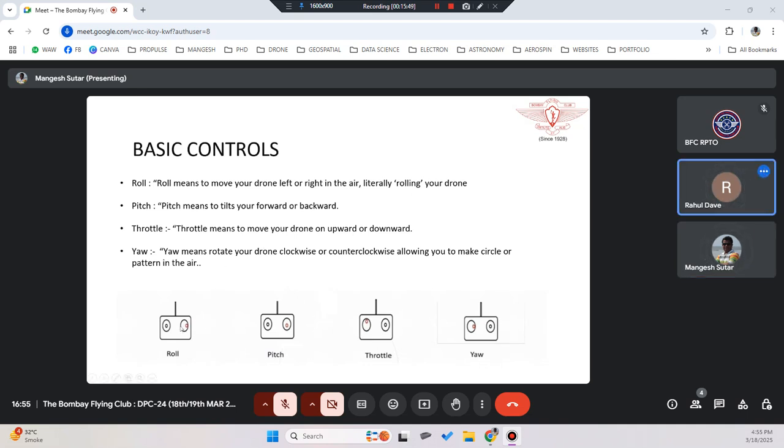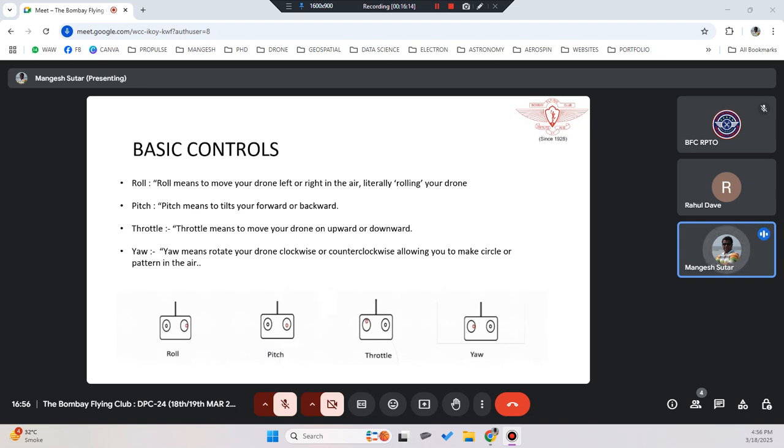So on this remote control, whatever configuration you are seeing, on the right side you have your roll and pitch, and on your left side you have throttle and yaw. This is called mode 2. If you reverse this, with roll and pitch on your left side and throttle on your right side, it is called mode 1.